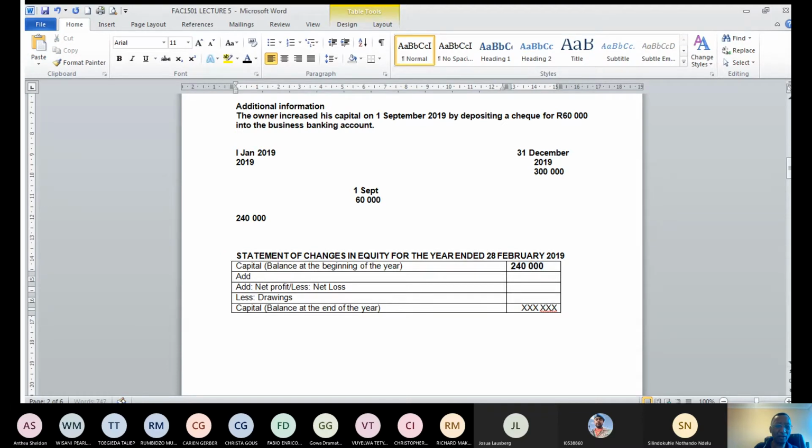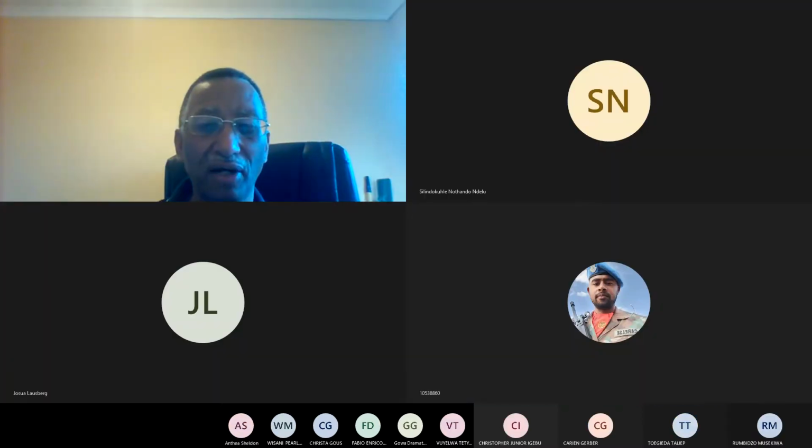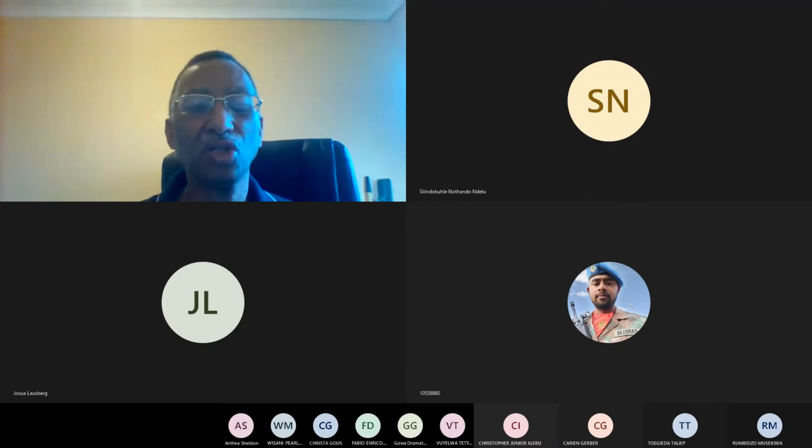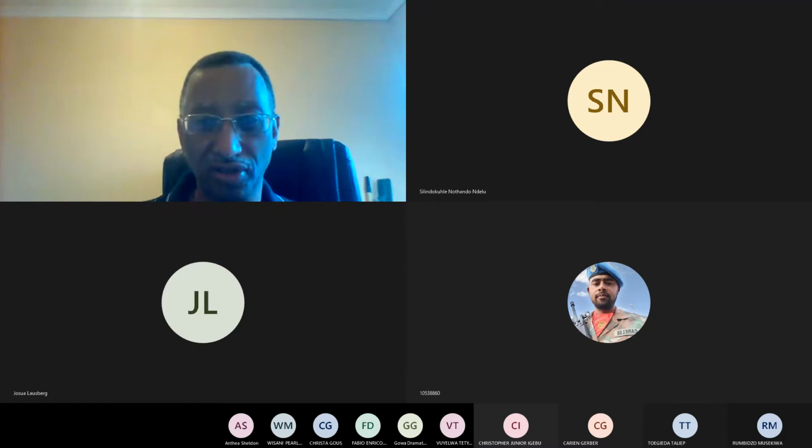And if we are going to add the movement, remember, the movement refers to increases or decreases during the course of the year. So we will now have an addition of 60,000 rand. And that is how we are going to bring into account the information in your statement of changes in equity, if there were any changes during the course of the year to the amount of the capital. So the movements will refer to additions or withdrawals of capital during the course of the year.